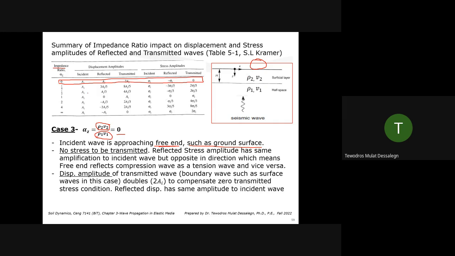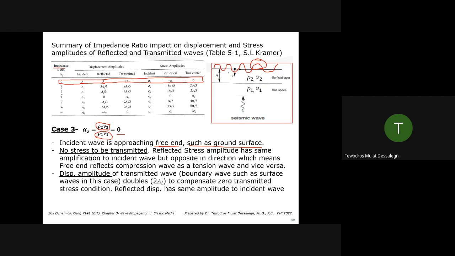So if that's the case, the incident wave AI and the reflected wave will have the same amplification. But the transmitted wave becomes 2AI. What's the transmitted wave? The transmitted wave is the wave which is created right here. We're talking now about the surface waves. The body wave coming from deep inside, as soon as it reaches the ground surface, creates those surface waves, Rayleigh wave and Love wave. And the amplitude of those waves is amplified.